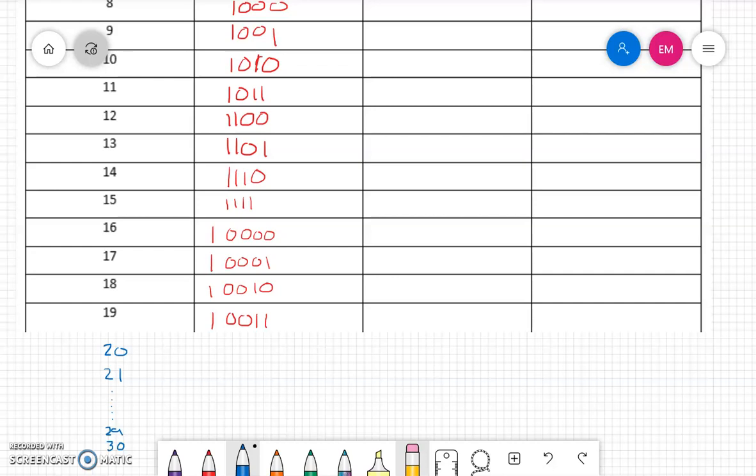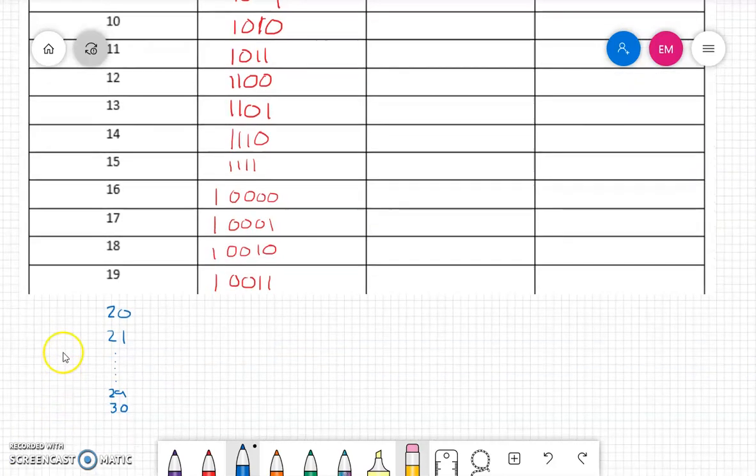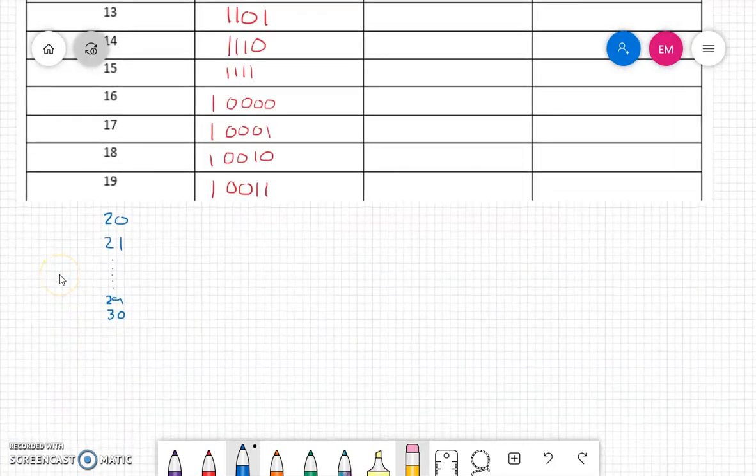Whenever we get all the way to 99, we've used up all the ciphers in these place values. So we reset both of these, and we have to go to the next place value over, which of course we know in the decimal system as the hundreds place value.